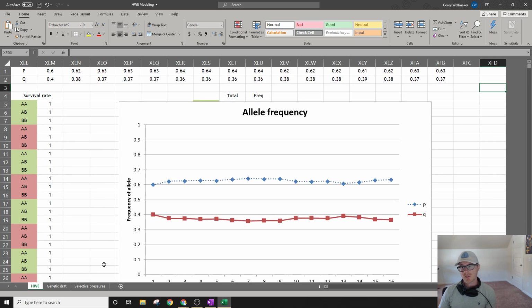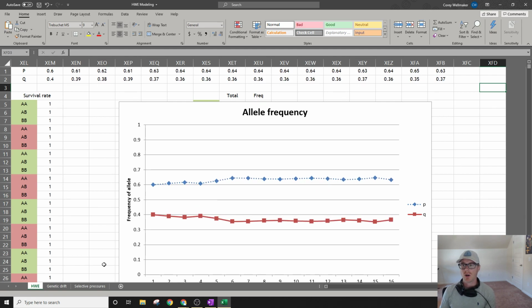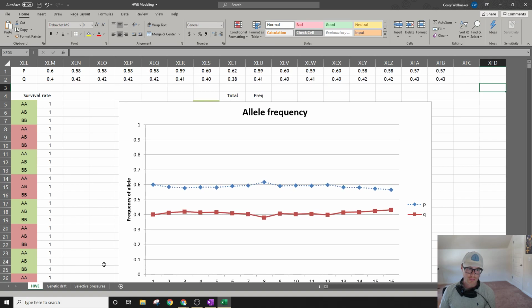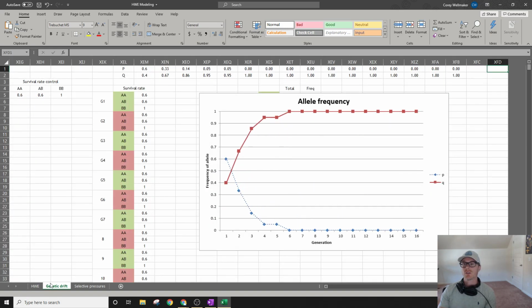But if the population size is large, that genetic drift won't have a significant impact on the frequency of P and Q. If the population size is small, genetic drift can cause the P and Q frequencies to go crazy, which is not a good thing. Whenever P and Q frequencies randomly change, that can be bad for a few reasons.